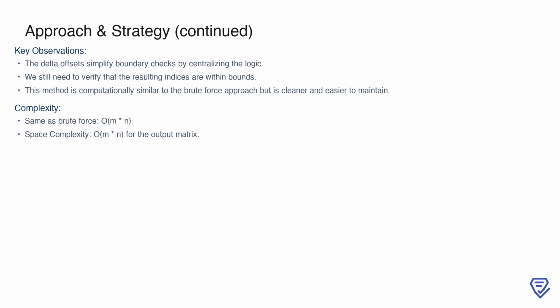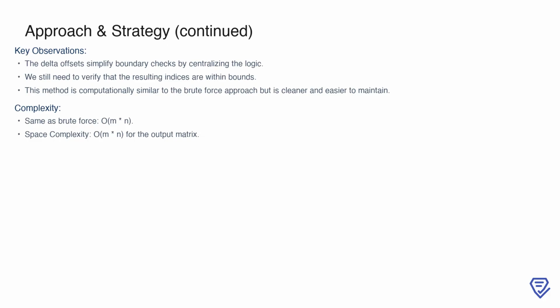Now, to make the process more efficient and modular, we can consider an optimized approach using delta offsets. Instead of manually checking the boundaries for each neighbor, we define a list of 8 delta offsets to represent all possible directions a neighbor can be located relative to the current cell. For instance, the delta 1, 0 moves one step down, while -1, 0 moves one step up, and so on.